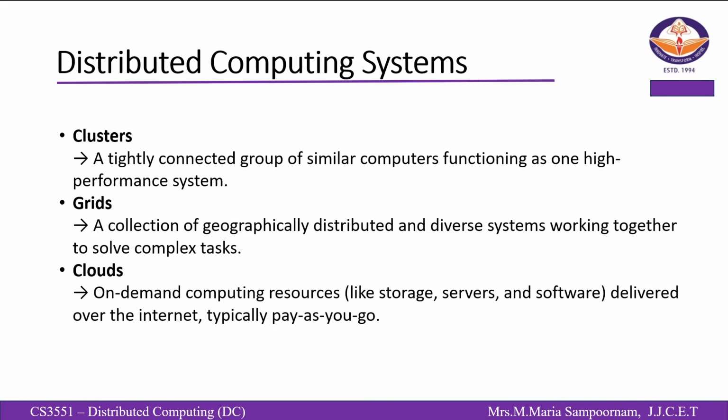Then distributed computing systems. There are three major forms: clusters, grids, and clouds. Cluster means tightly connected computers, often in the same room. Grids are computers over different locations, coordinated to work together. Clouds provide on-demand resources available over the network or internet. For example, AWS is a cloud system offering storage, computing, and more.